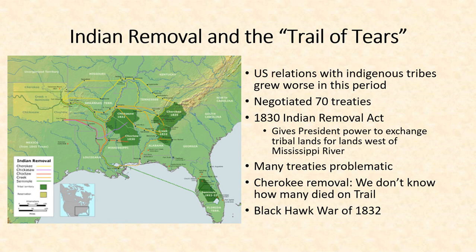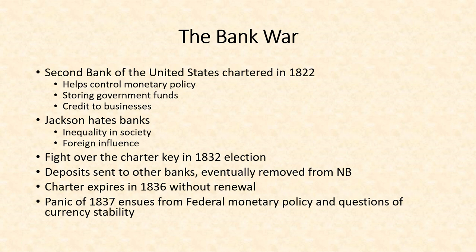Even in 1832, we have the Black Hawk War in Illinois and eastern Iowa, a fight with the Sac and Fox over the intrusion of white people into traditional Sac and Fox tribal lands. And after they lose this war, they will be forced to leave for the American West as well. We have another war in this period. We got the Bank War, we got the Spoils War, we have the Indian Wars.